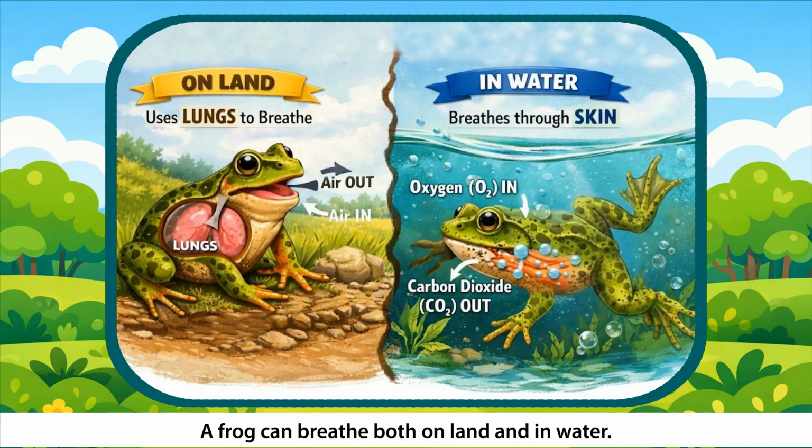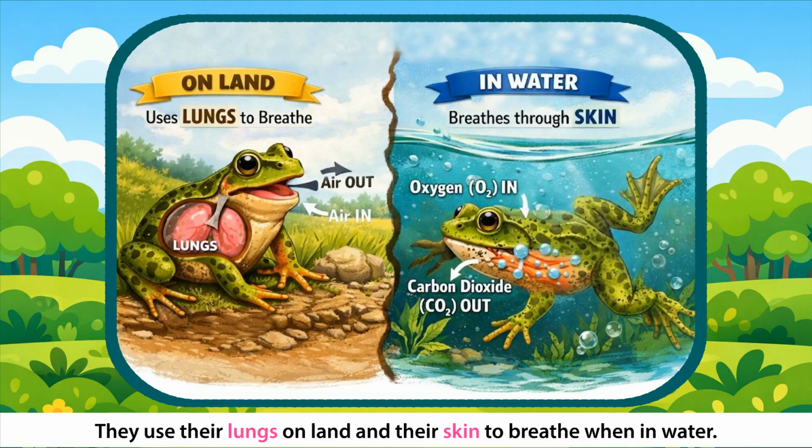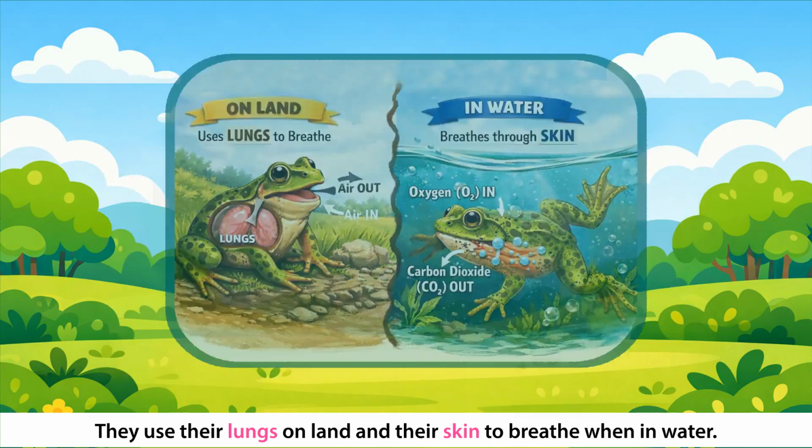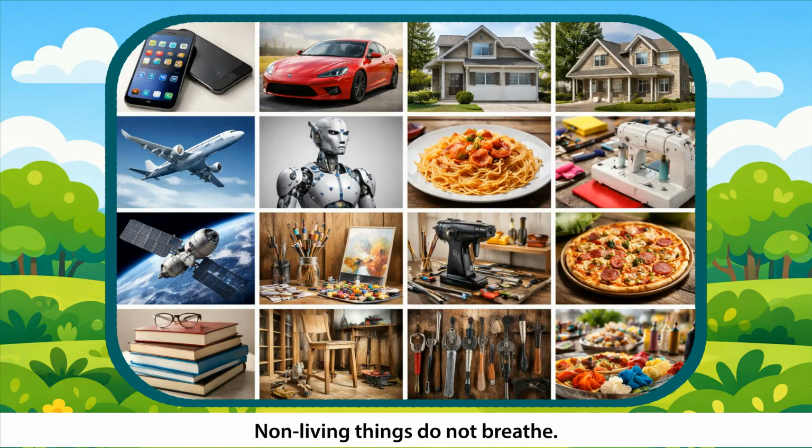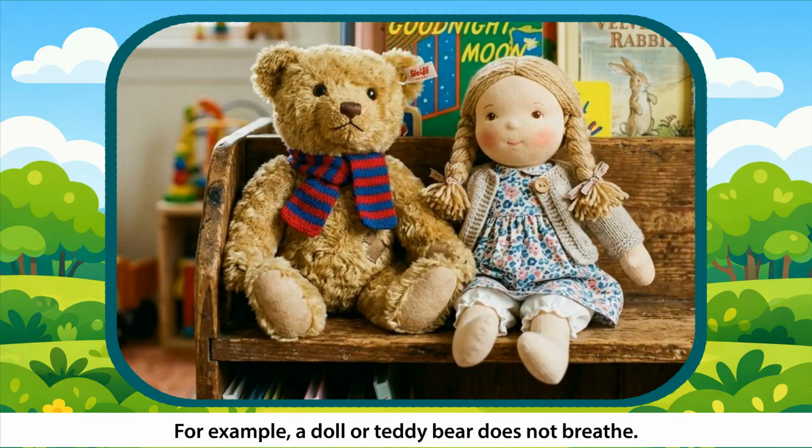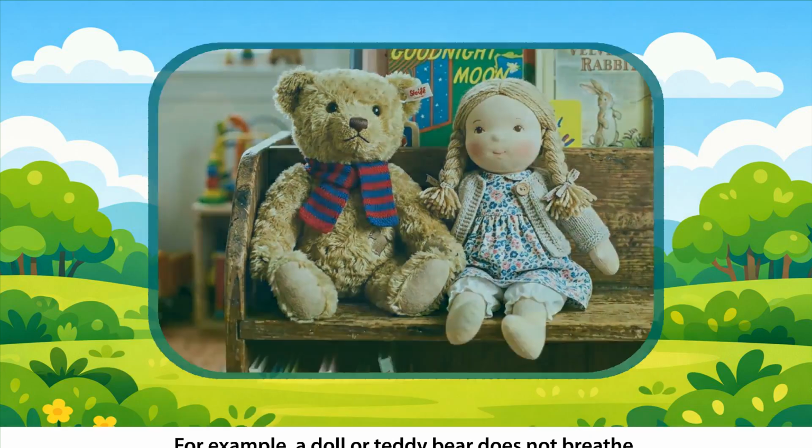A frog can breathe both on land and in water. They use their lungs on land and their skin to breathe when in water. Non-living things do not breathe. For example, a doll or teddy bear does not breathe.